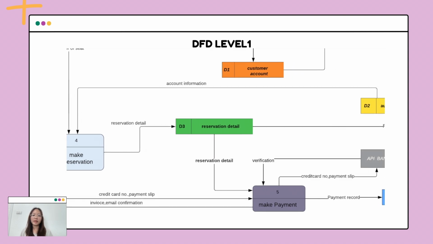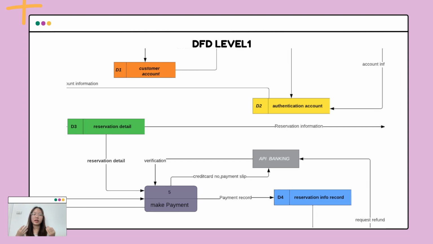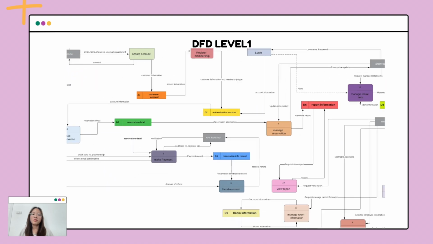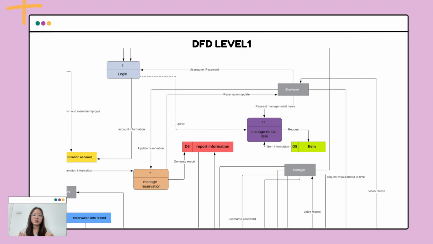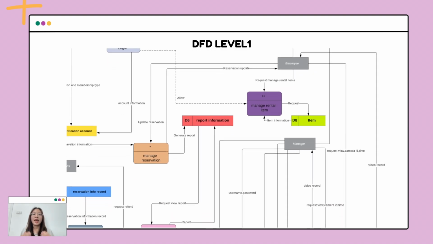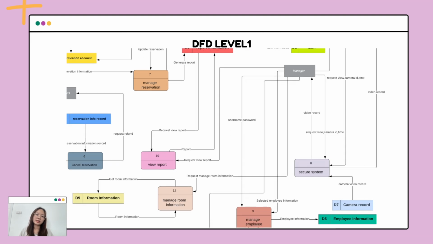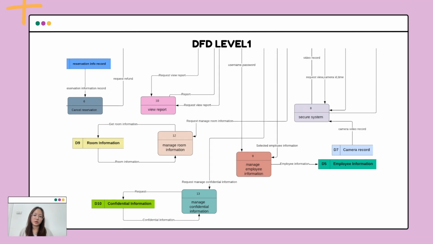Notice the critical back-end process. Reservation details are fed into our system record for accurate tracking and management of every transaction. Moving to the right-hand side, employees interact with the system to manage reservations, generate reports, and handle rental items. Interaction is through a secure system, ensuring confidentiality and data integrity.